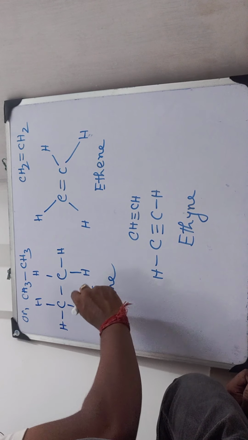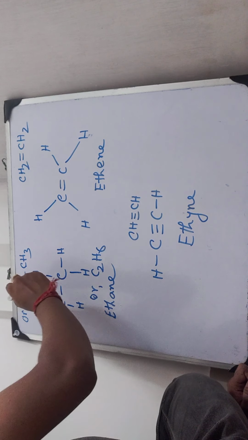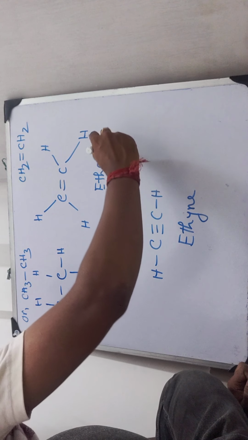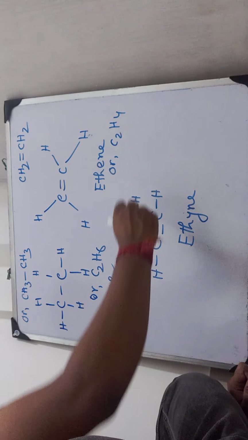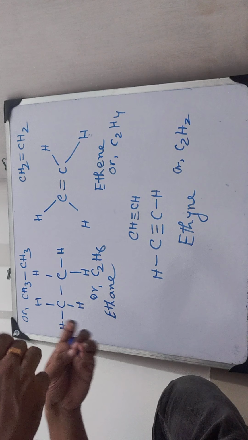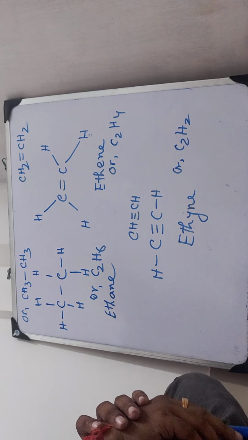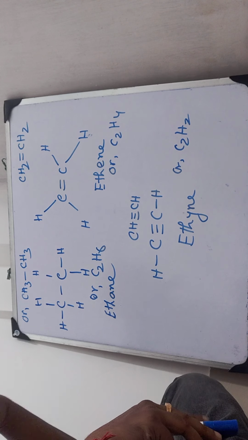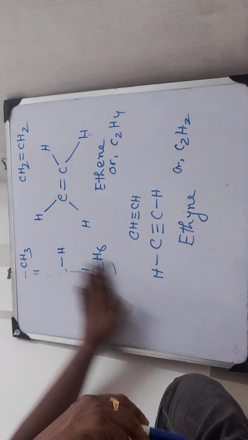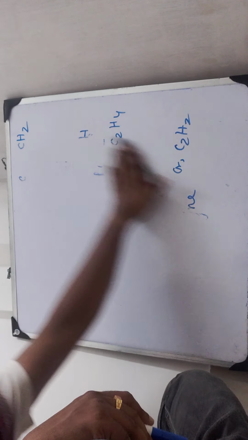Or we can represent ethane as C2H6. How many carbons are here? 2. How many hydrogens are here? 3 plus 3, 6. Similarly, ethene is C2H4, and similarly ethyne is C2H2. So these are the ways by which we can express these compounds. I have discussed only ethane here, but for all the compounds, the same rule applies.